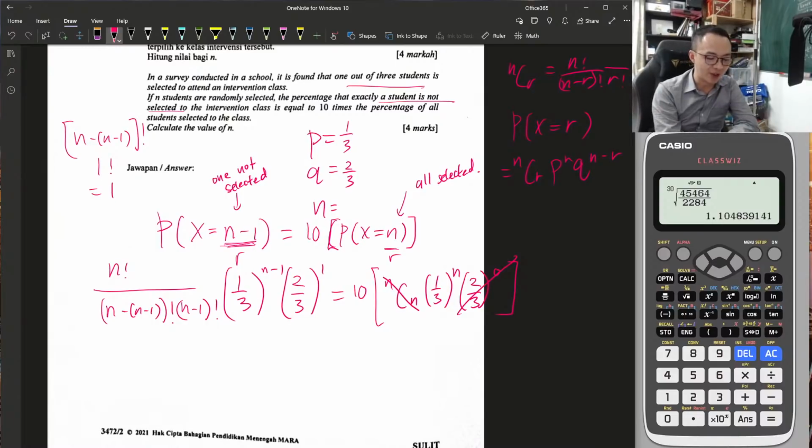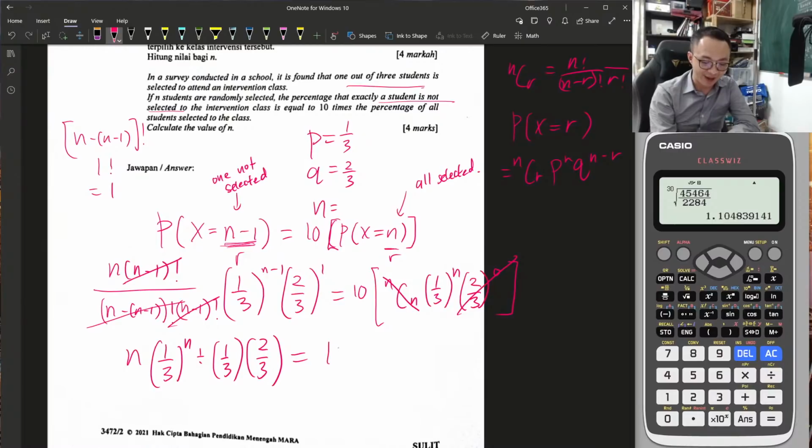1 factorial is still 1, so the whole thing here is 1, I just ignore it. Then this n factorial, I can expand, become n multiply n minus 1 factorial. Then this one and this one I can cut. Then this is minus 1, means I have 1 over 3 to the power of n divided by 1 over 3, multiply with 2 over 3. Then equals to 10, 1 over 3 to the power of n.